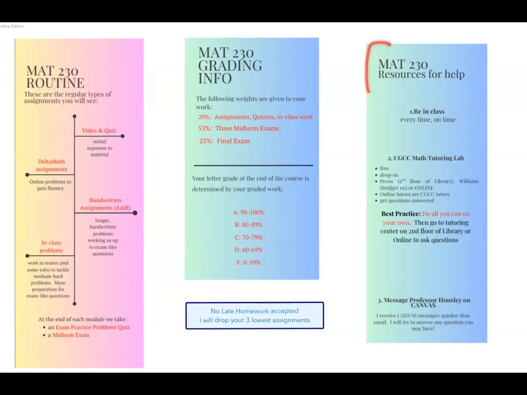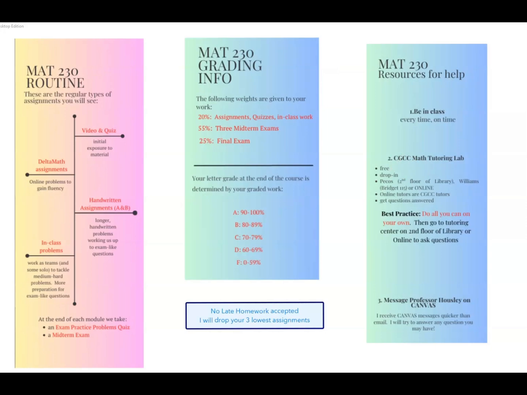So we want everybody to be as successful as possible this semester, and Math 230 is a challenging course with a lot of really dense topics. So some ways to get help: first of all, be in class every time and on time. There's no substitute for the things that you'll learn during the class time. Another place that you can get help is the Math Tutoring Lab. At CGCC, in your tuition, you've already paid for it. You have free tutoring. You can drop into the Math Tutoring Lab.